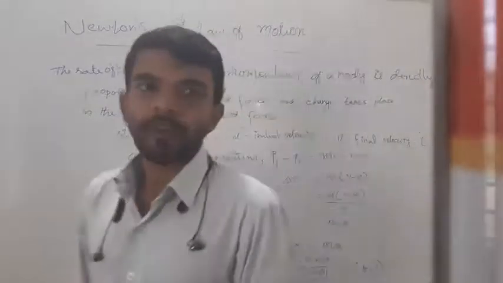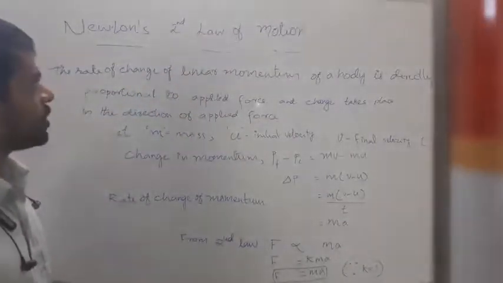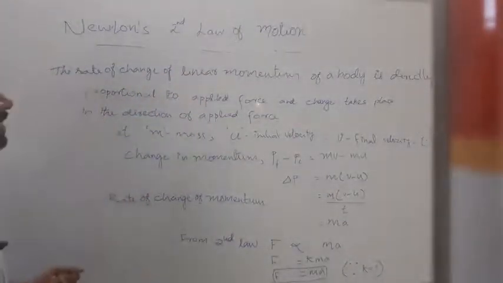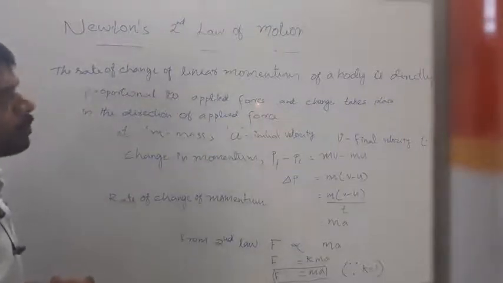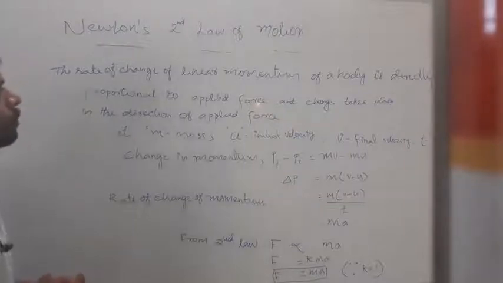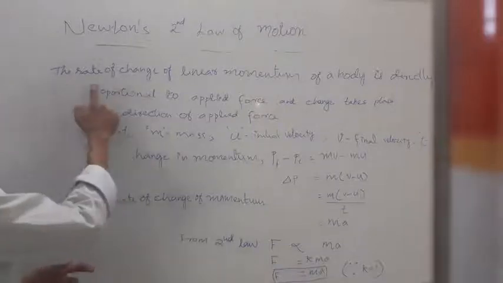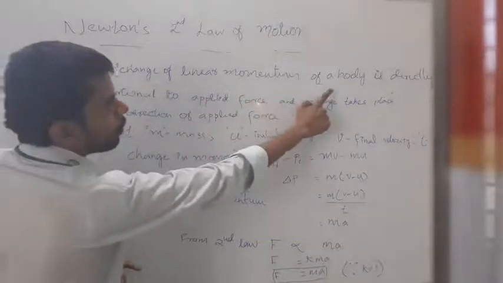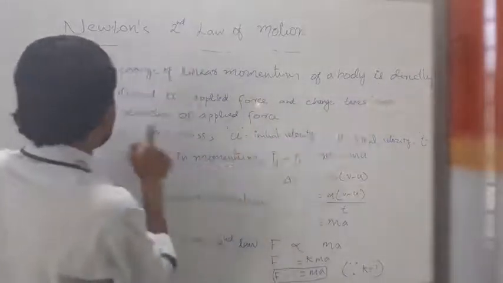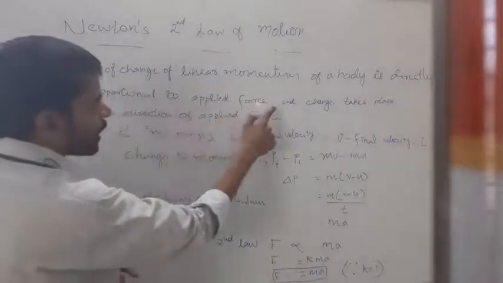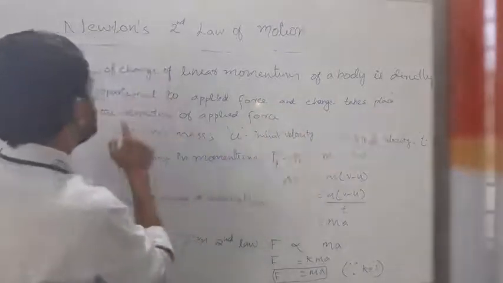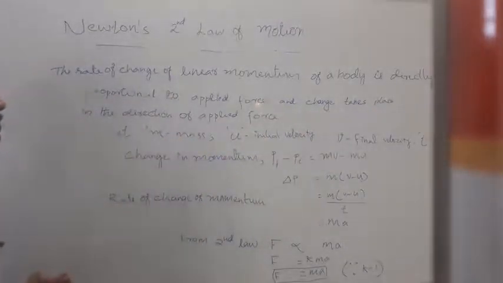Now we come to the wording of the statement. First I will read it, then I will explain it. The rate of change of linear momentum of a body is directly proportional to the applied force, and the change takes place in the direction of the applied force. One more time: the rate of change of linear momentum of a body is directly proportional to the applied force, and the change takes place in the direction of the applied force.